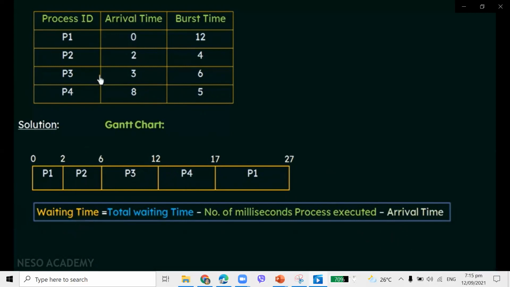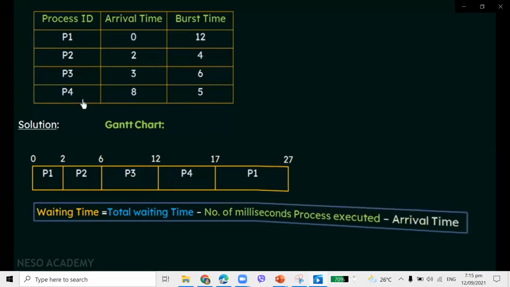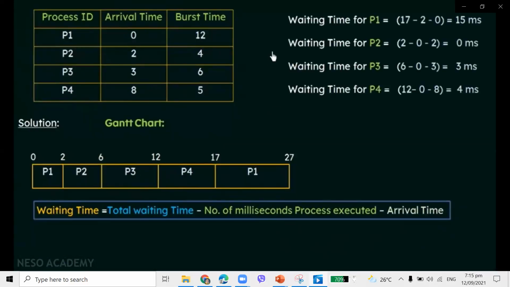So let us calculate that one by one for processes P1 to P4. So here are the waiting times for processes P1 to P4. So for P1, what is the waiting time? The total waiting time of P1. So let us see where is P1. P1 lastly executed over here. And what was the total waiting time? It was 17 milliseconds. So we have 17 minus the number of milliseconds the process executed prior to that.